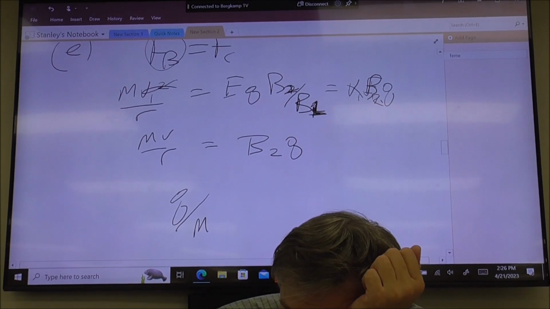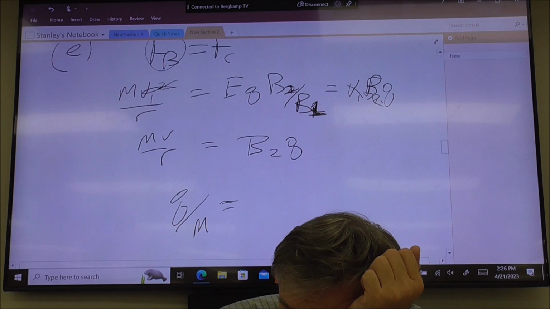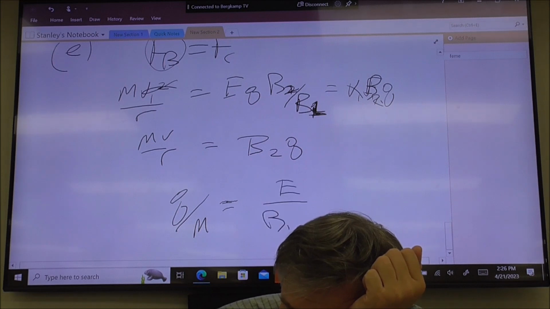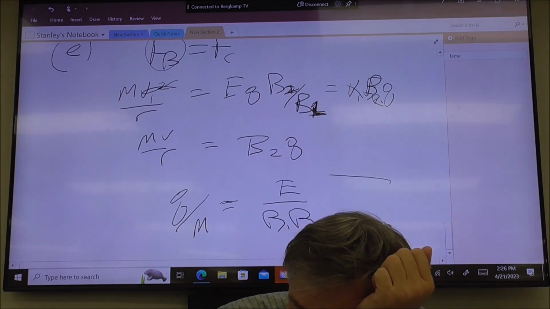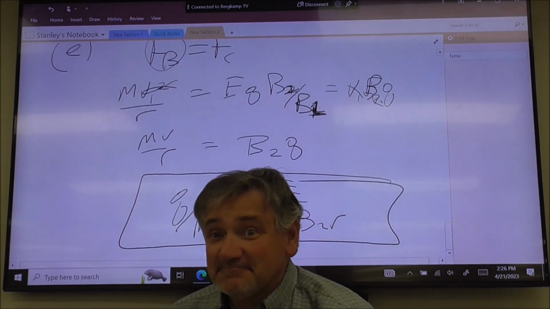And then you resubstitute the E over B1. So what do you get? E over B1 times B2 times R. And you have to be like, oh, by the way, R equals radius. Fantastic. That's it. Wow. Oh, really?